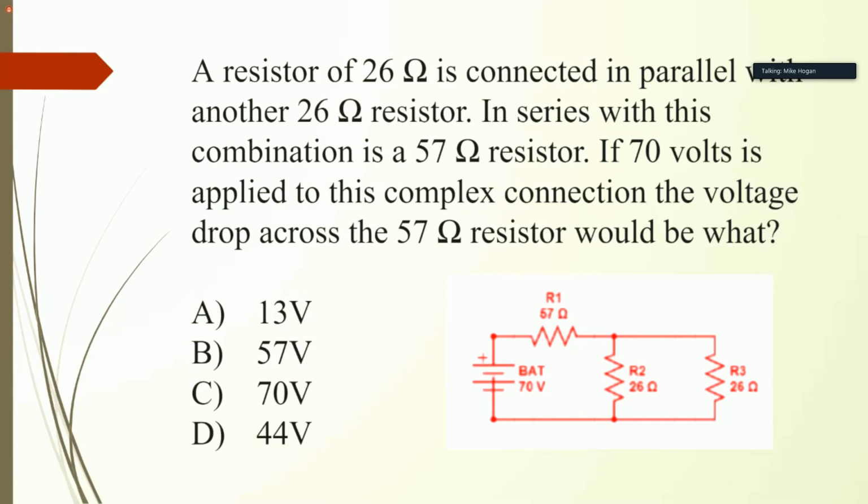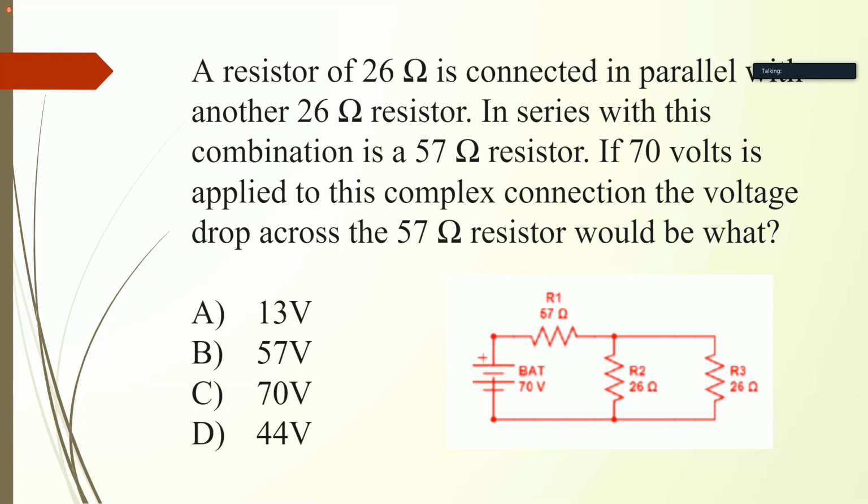Actually, instead of taking two steps, let me take one step. If I redraw this circuit as a 57 ohm resistor in series with a 13 ohm resistor, what's the total resistance? Let me ask that question. Total resistance is 70 ohms. 70 ohms. Okay, so if total resistance is 70 ohms, then what is my total current?